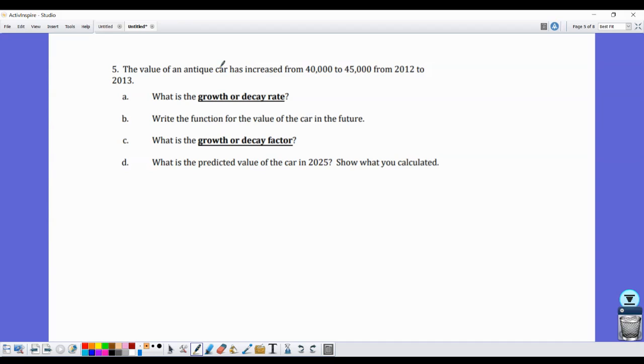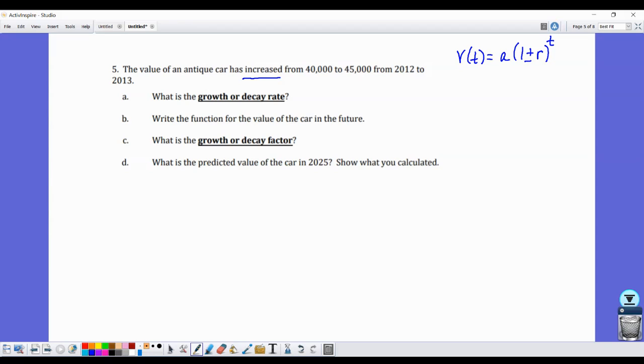The value of an antique car has increased. This time we're talking about an increase from $40,000 to $45,000 from the year 2012 to 2013. So in 1 year, from 2012 to 2013, it's increased by $5,000. So let's go ahead and get our function. The value at time t is going to be the original value times 1 plus or minus the rate. There becomes our growth or decay factor, raised to the t power.